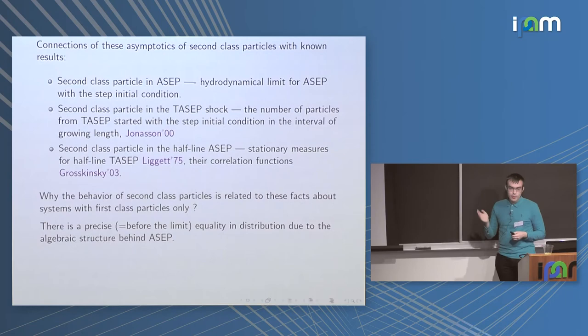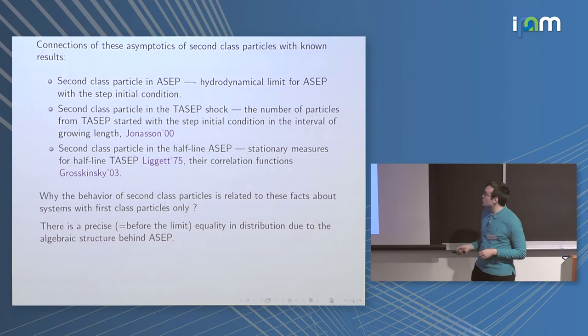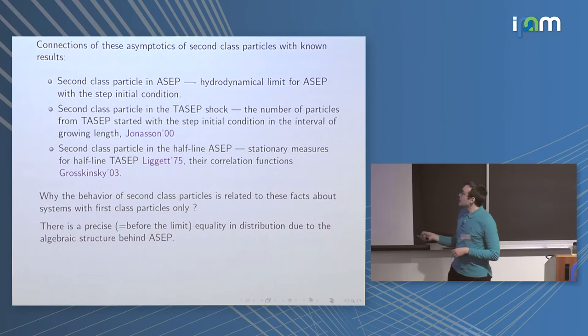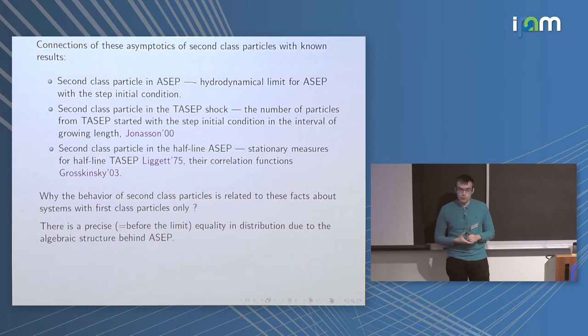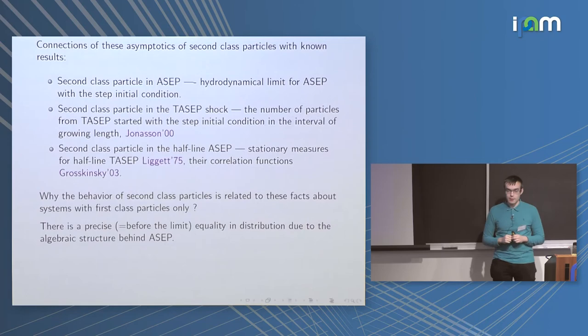And also it seems to be three quite different system settings. Here we have matrix product methods that are needed for these correlation functions. Here we need some integrable probability tools to get these results. And here we have this hydrodynamical limit by Angel, Holroyd, Romik and Benassi, Fouque. So this seems to be three different settings. But there is actually one algebraic construction which allows us to transfer these results about first class particles to the result about second class particles. And that's what I will discuss next.